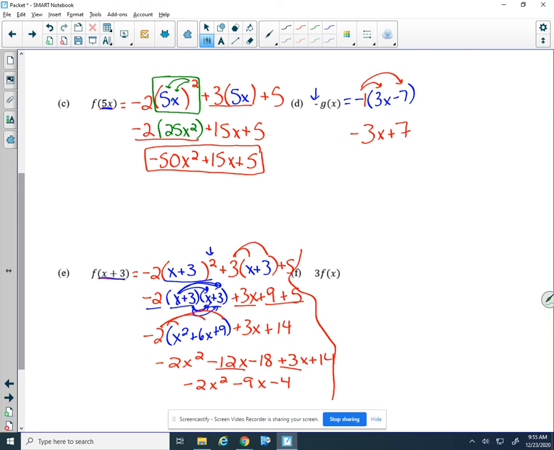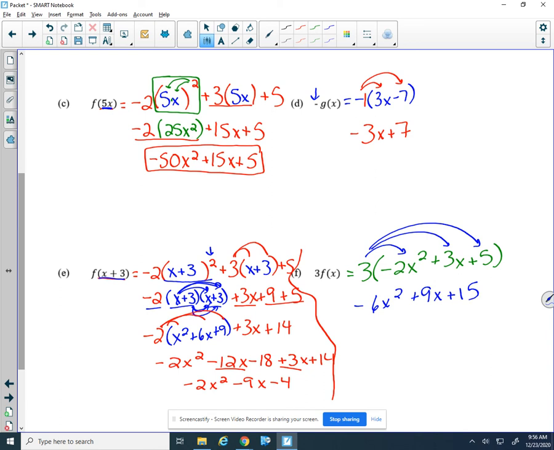So this is 3f of x. So I'm taking the 3, and then f of x is negative 2x squared plus 3x plus 5. So we put that 3 in the front. It's a trinomial, so we're going to need to distribute. f of x is a trinomial. So I get negative 6x squared plus 9x plus 15.